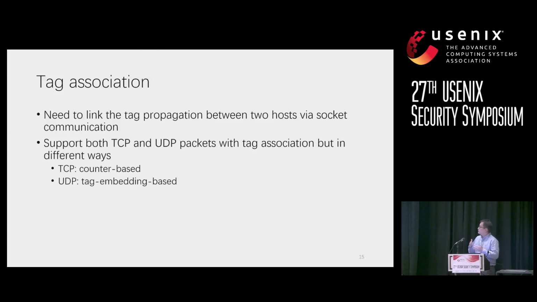So we still need to link the tag propagation between the two hosts via the socket communication. Currently we support both TCP and UDP packets with this tag association, but in different ways. In TCP, because it preserves the order of the data stream, we use a counter-based approach, and for UDP, we use a tag embedding based approach, because there can be data losses, so the tag propagation can be lost.